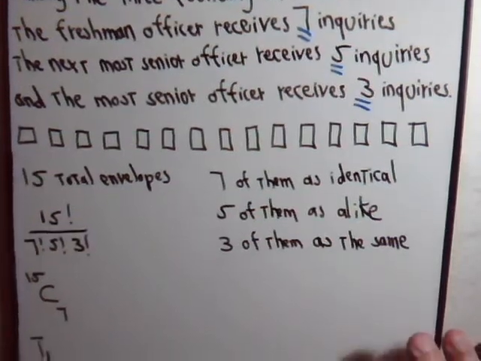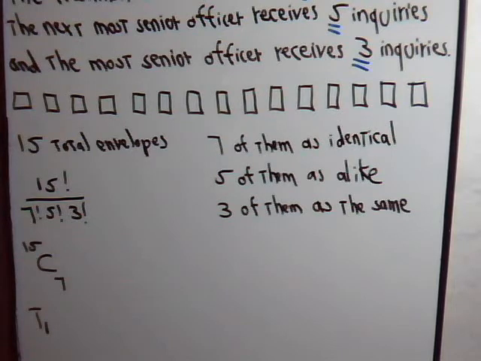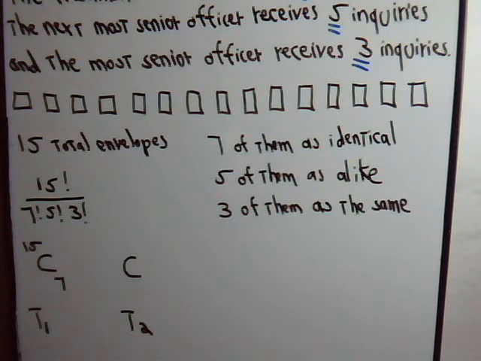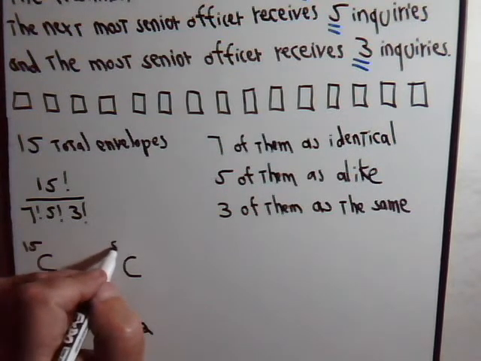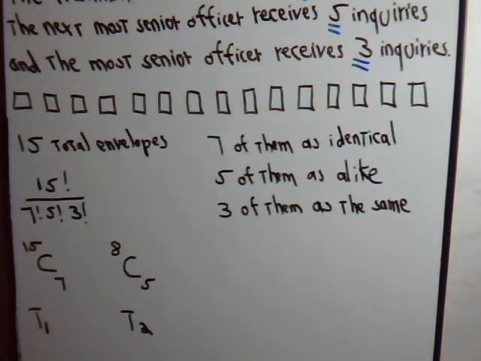So that would be task T1. Task T1 is selecting the first 7 of the envelopes. Task T2 will then be to select the next 5 envelopes. Now here, how many ways can we do that? Well, we got 15. We already selected 7 away, so there are 8 left that we can choose our 5 from. So that would be the number of ways that we could perform task T2.